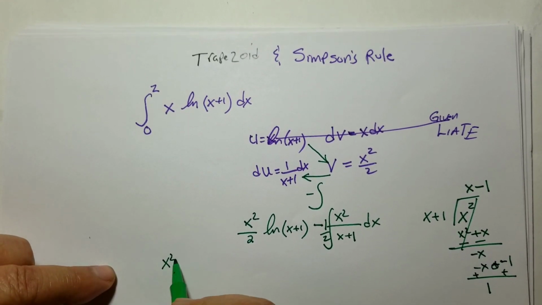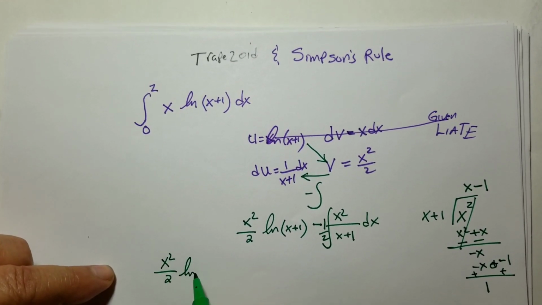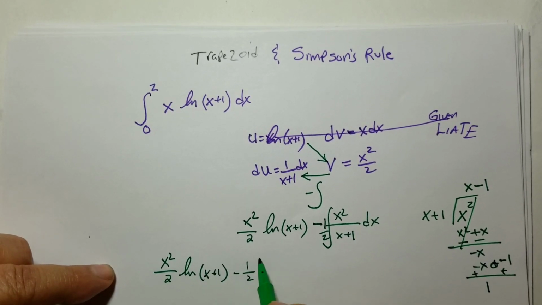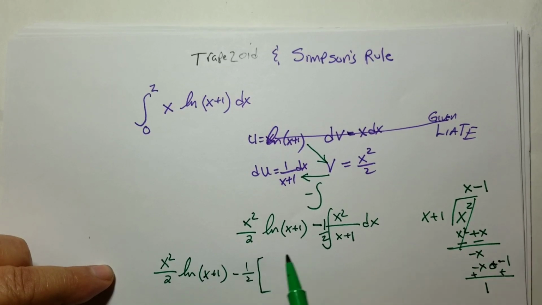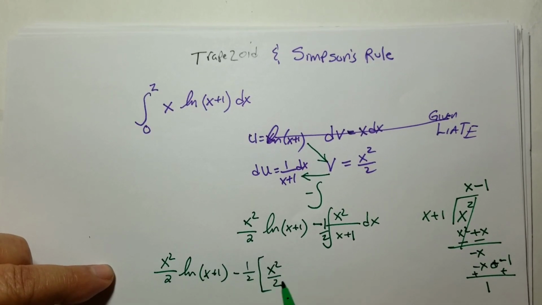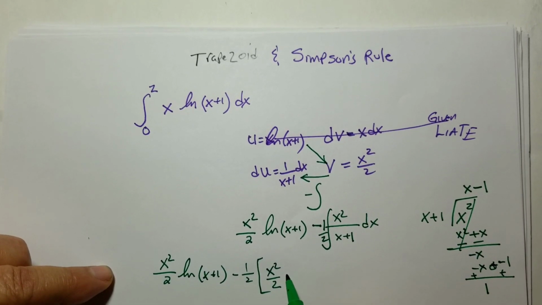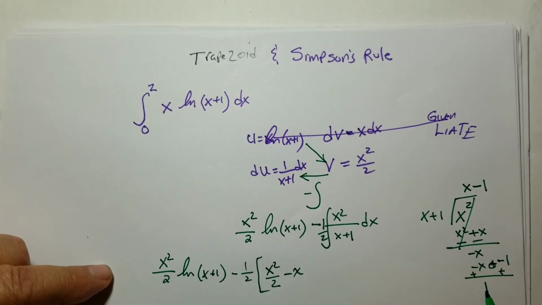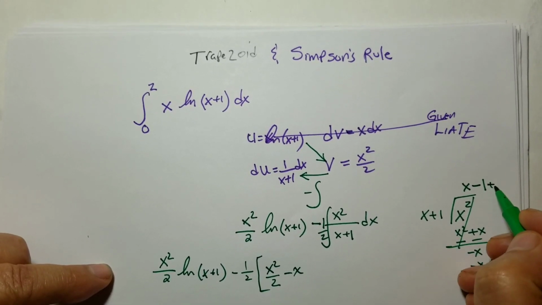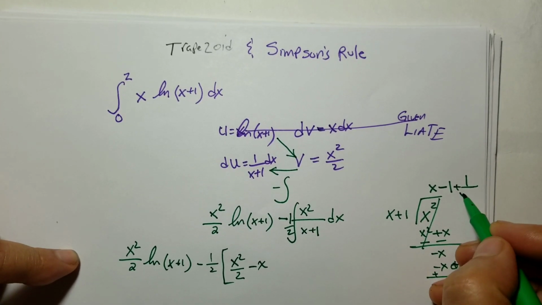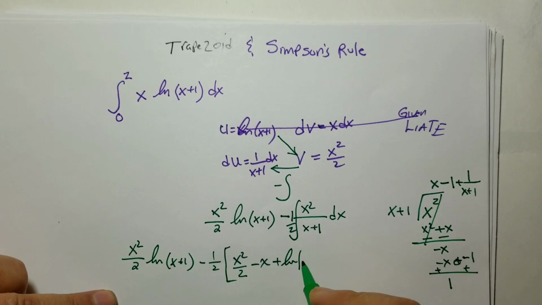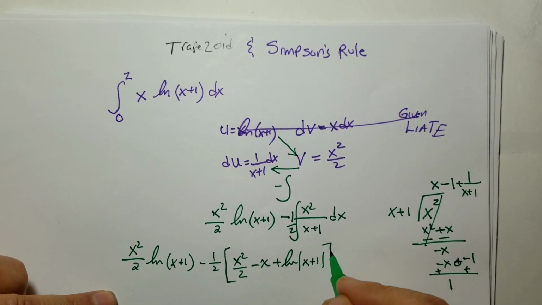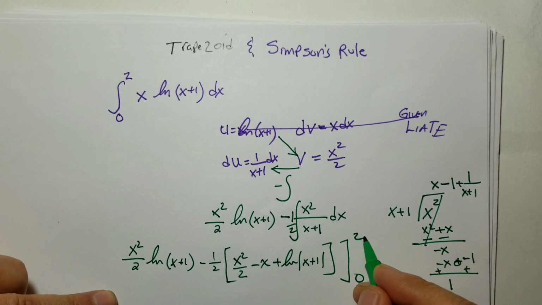Therefore, you have x squared over 2 natural log of quantity x plus 1 minus 1/2. What is the integral of x? x squared over 2. What is the integral of negative 1? Negative x. What is the remainder? 1 over x plus 1. And what is the integral of that one? It is the natural log of quantity x plus 1, from 0 to 2.